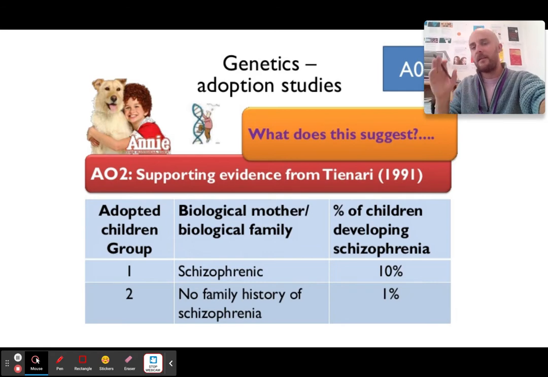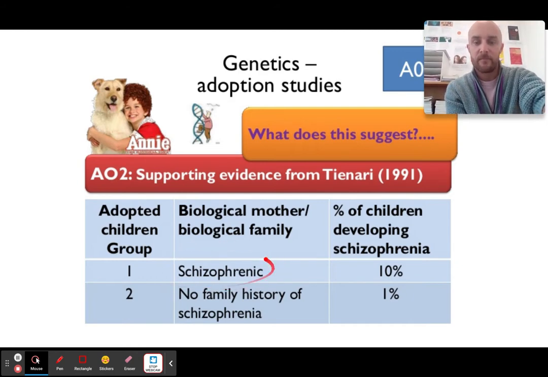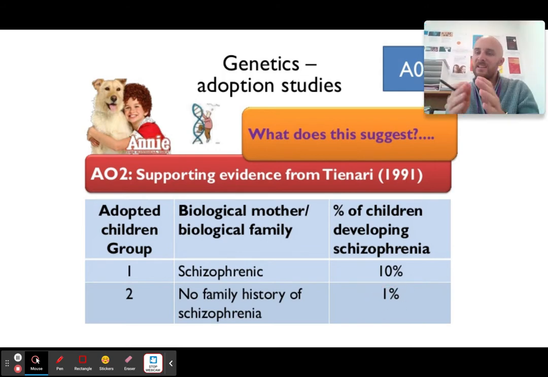They were entirely separate. If it turns out the biological mum had schizophrenia, that kid had a 10% chance of developing schizophrenia. If the mum didn't have schizophrenia or there was no family history, the kid had the normal rate of developing schizophrenia. So this is an attempt.